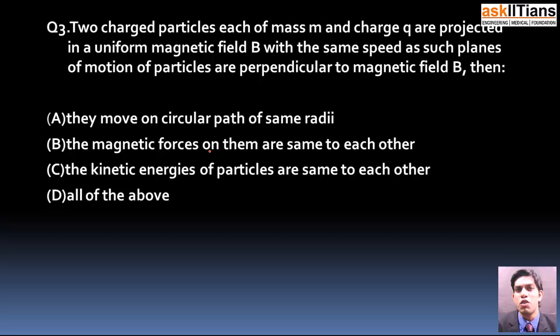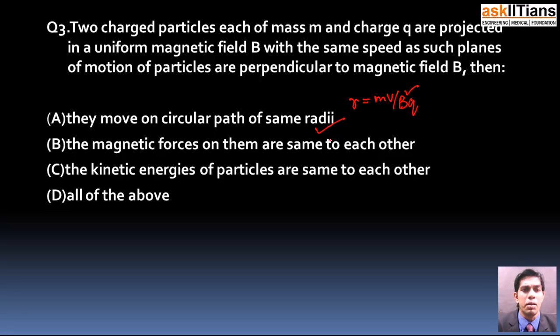Two charged particles, each of mass m and charge q, are projected in a uniform magnetic field B with the same speed such that the planes of motion of the particles are perpendicular to magnetic field B. Then the following statements are given. A. They move on circular paths of the same radii. We know that the radius of curvature of a particle moving inside a magnetic field is given by R is equal to mv by Bq. They have the same mass, speed and charge, and the magnetic field is common to both charges, hence the radius of curvature for both these particles will be the same.